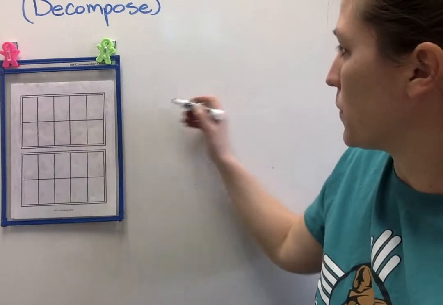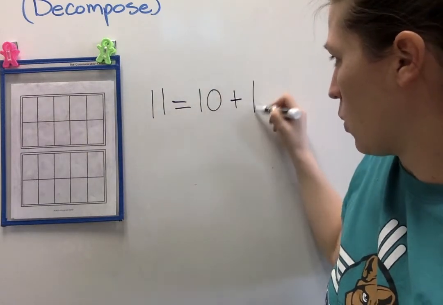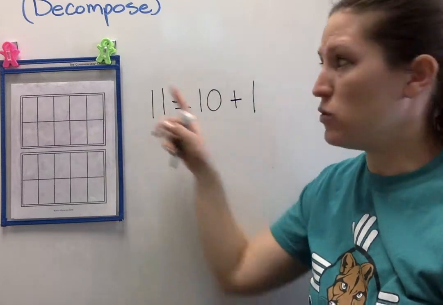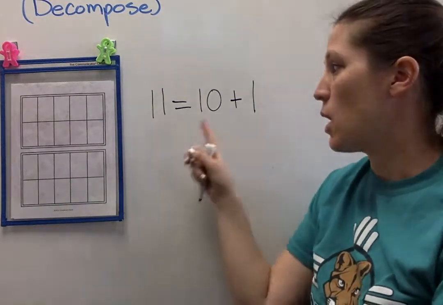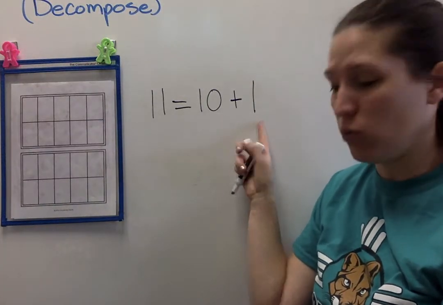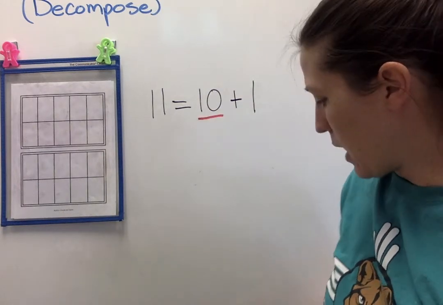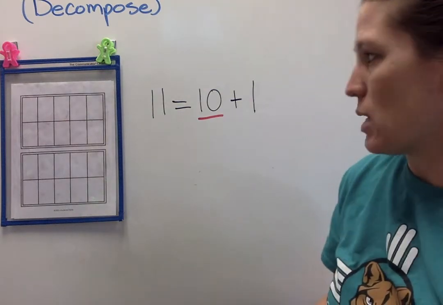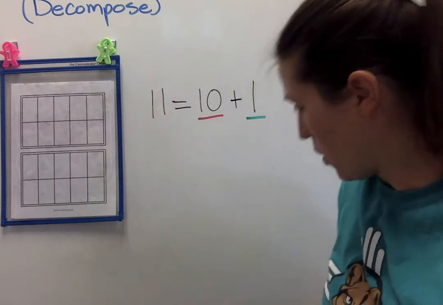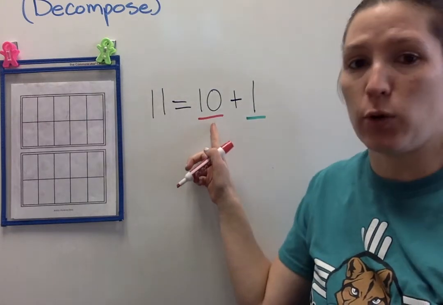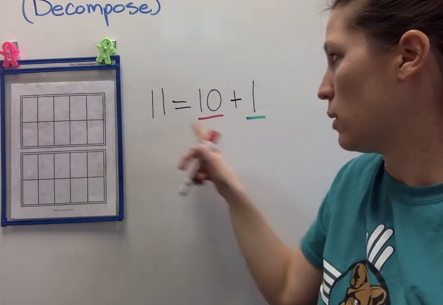How about the equation 11 equals 10 plus 1? This equation of decomposing shows me that 11 can be broken apart into two groups, a group of 10 plus a group of 1. Now I'm going to draw those two groups. So we'll say red will be 10 and green will be the group of 1. So I'll start with the group of red. How many will I have for my group of red ones? 10. 11 equals 10 plus 1. A group of 10 and a group of 1.